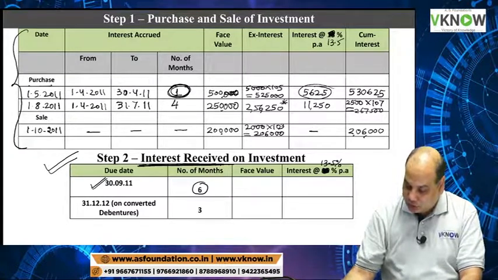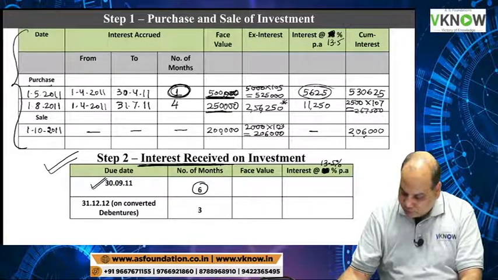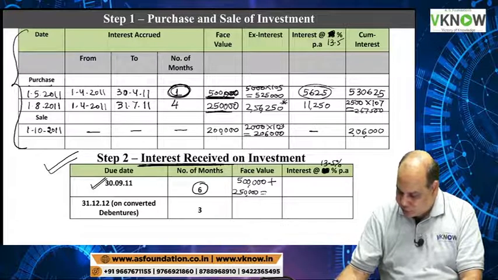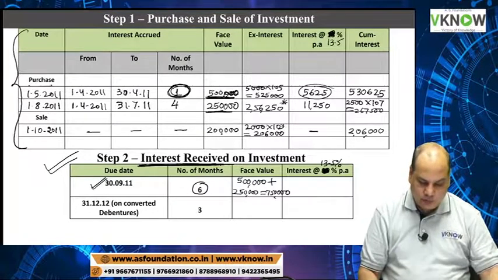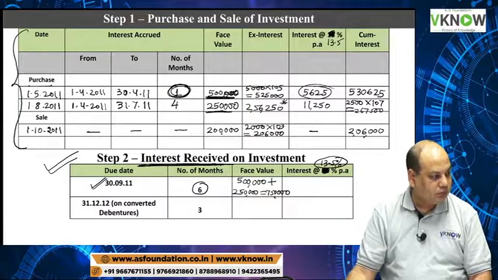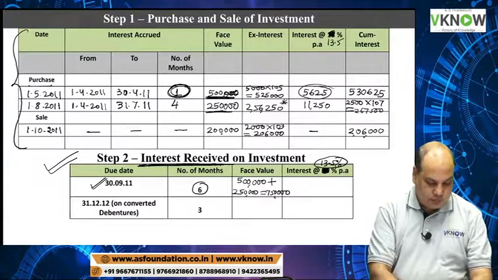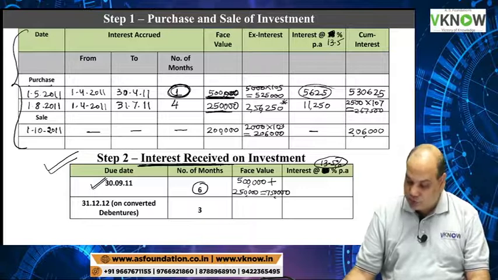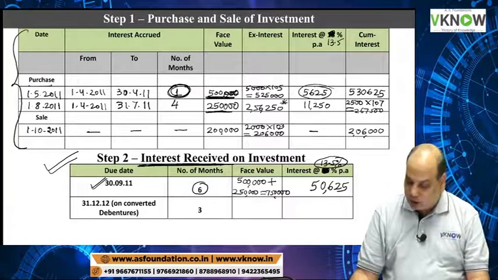So face value on 30th September we have this 5 lakh, and we have also bought this 2,50,000. So total face value of debentures which I am holding is 5 lakh plus 2,50,000. So the investor is holding 7,50,000. So kindly tell me, on 7,50,000 at 13.5% for 6 months. 7,50,000 into 13.5% divided by 2, 50625.